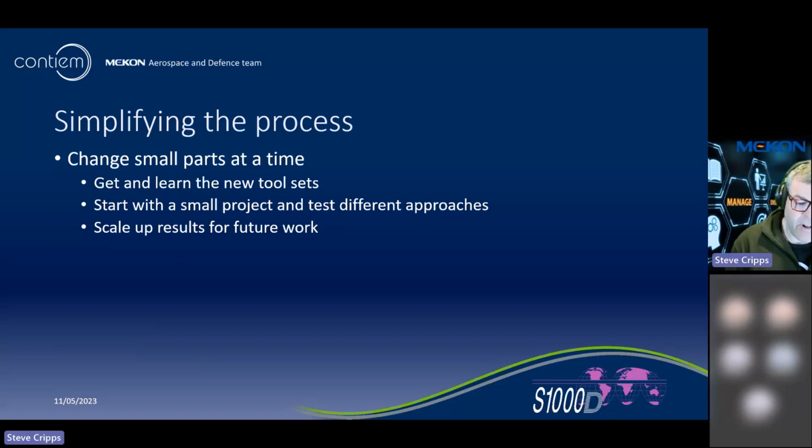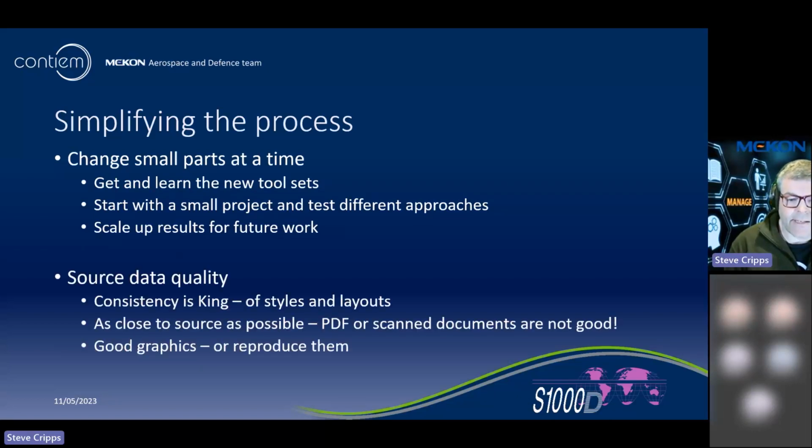The other side to simplifying is looking at your source data even before you convert. And aside from King Charles, consistency is king. And when I say styles, I'm talking about the actual text on the page. Have we got consistent formats for our headings, for our warnings and cautions, for our notes, for our bullet points, for our indents, for our different levels of para and subpara?